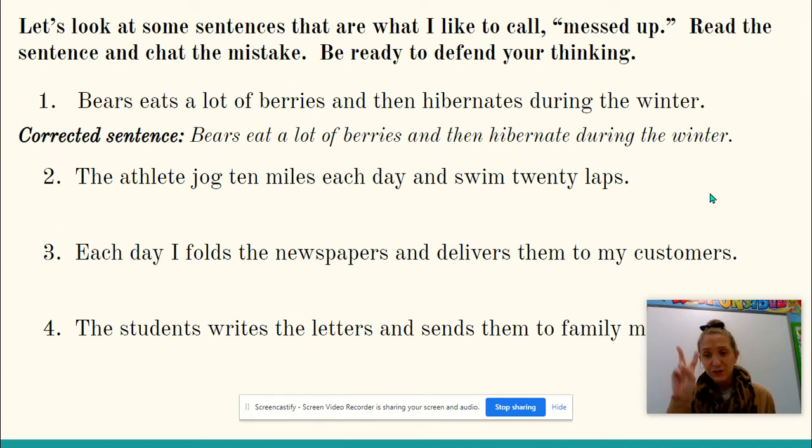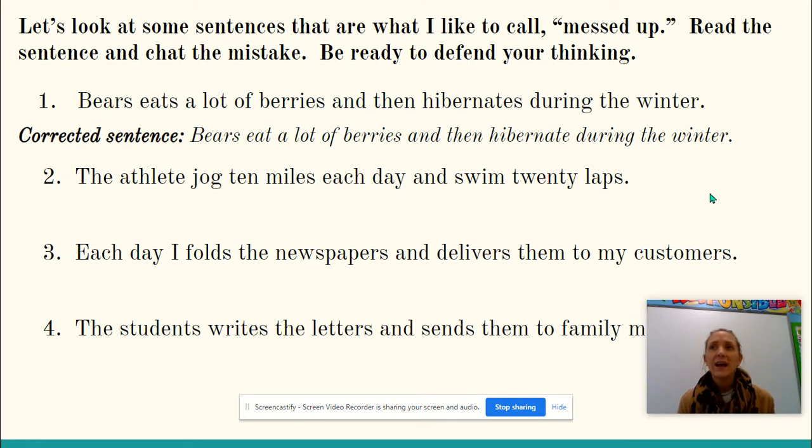All right, let's see if we can do number 2. The athlete jog 10 miles each day and swim 20 laps. What do you think the mistake is here? What's messed up with this sentence? Let's look at the subject. What is the subject here? Remember, the subject is who or what the sentence is about, and it's always at the beginning. If you said athlete, do a quick me too. You're correct.